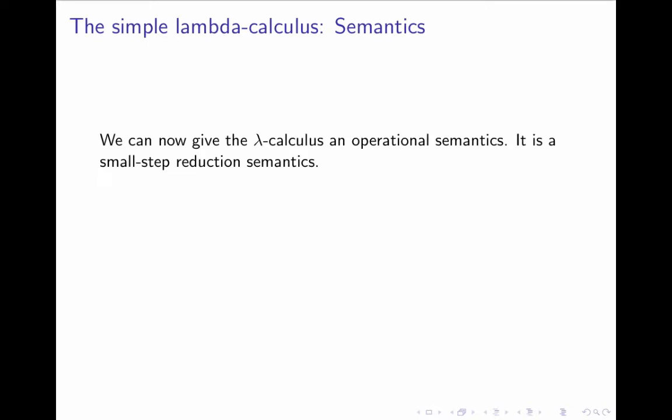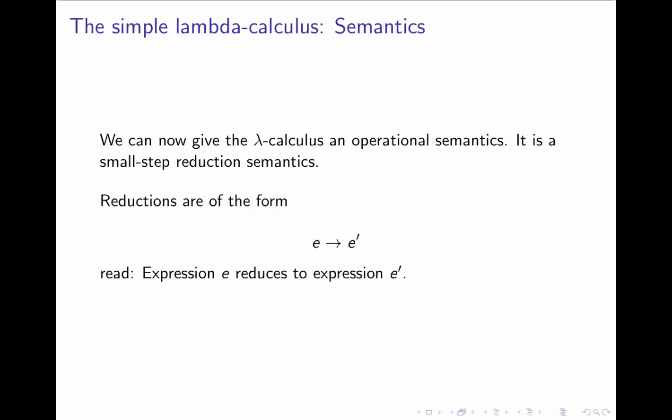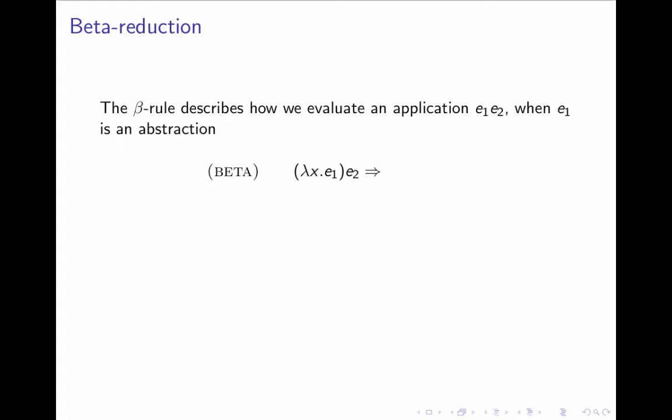And I'll do that now. And what we're going to do is we're going to give the lambda calculus an operational semantics, and it's a small step semantics. We called it a reduction semantics. The reductions are of the form that an expression E reduces to another expression E prime. And we can think of this as a single computation step. There are very few transition rules, or as we call them here, reduction rules, in our semantics.